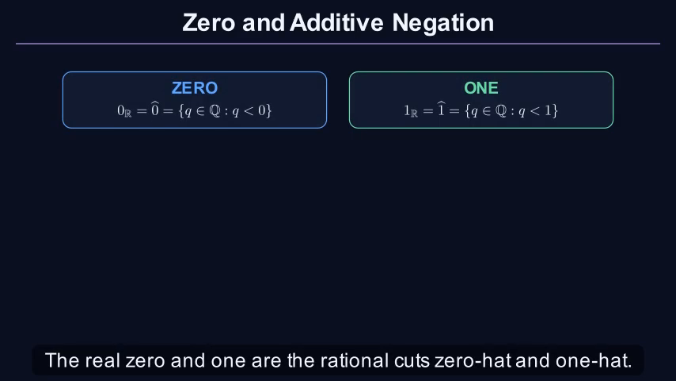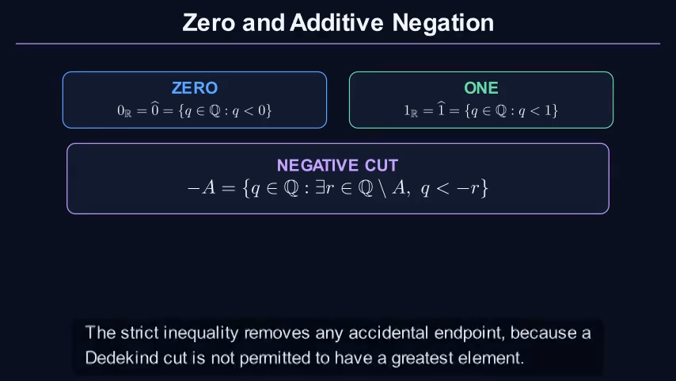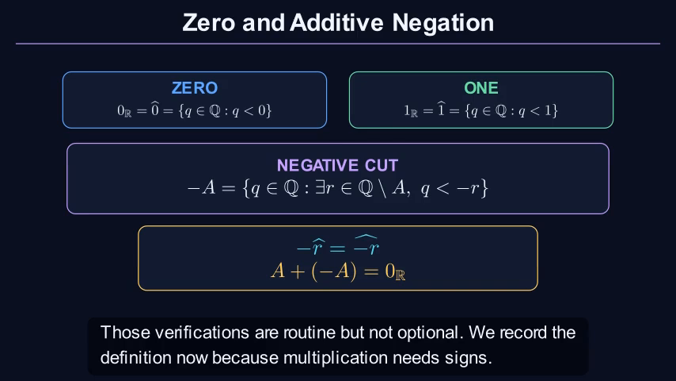The real 0 and 1 are the rational cuts 0 hat and 1 hat. Define negative A to contain every rational Q lying strictly below negative R for some rational R outside A. The strict inequality removes any accidental endpoint, because a Dedekind cut is not permitted to have a greatest element. One must prove negative A is a cut. The negative of R hat is the cut at negative R, and A plus negative A equals real 0. Those verifications are routine but not optional. We record the definition now because multiplication needs signs.